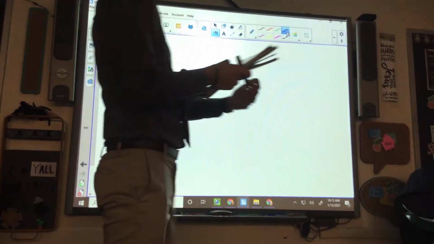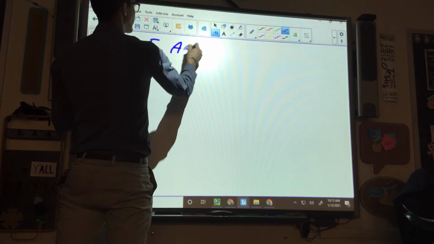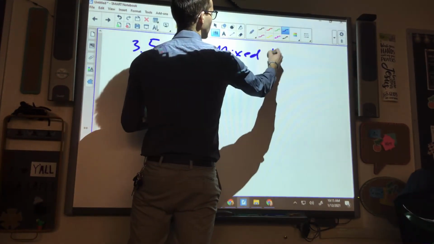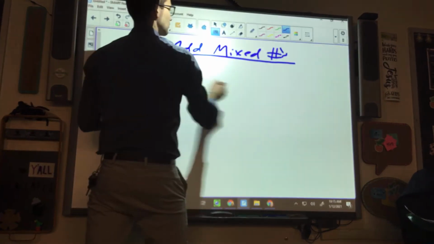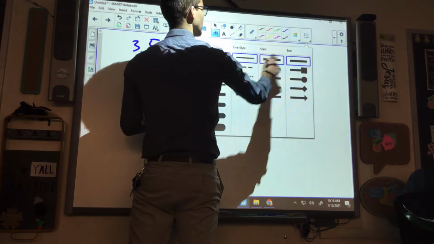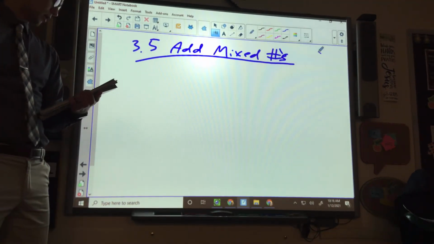All right, page 143.5. Adding mixed numbers, and we're going smaller here. That means I'll have to do the assignment in blue probably.